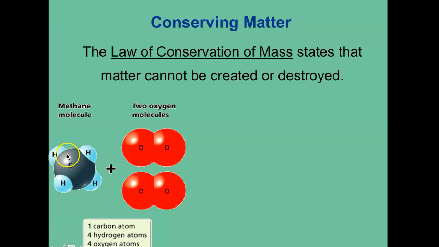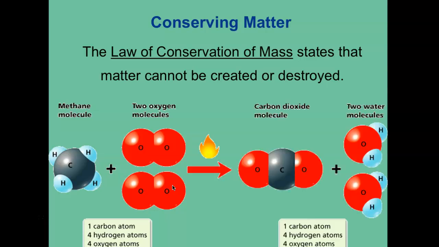So in this example, we're starting out with one methane molecule, that's CH4. So we have one carbon and 4 hydrogen atoms. And then we also have two diatomic oxygen molecules. So we have a total of 4 oxygen atoms. So we can expect that in our products, we would end up with the same amount of those atoms. So if we add heat and combustion occurs in this particular reaction, we're going to end up with carbon dioxide and 2 water molecules. So in looking at this chemical equation, we need to have the same amount of atoms that we had for each element in the reactants represented in our product.